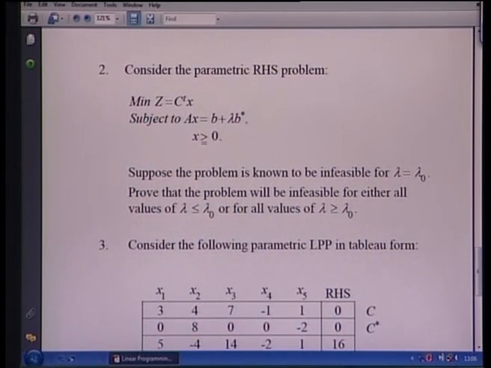Problem 2. Now here you have a parametric right hand side problem, and this I have already discussed in my lecture, but I would like you to sit down and write it down properly. You have to answer the question: if the problem is infeasible for a particular value of lambda, which is lambda naught, then you have to show that the problem will either be infeasible for all lambda less than or equal to lambda naught, or for all values of lambda greater than or equal to lambda naught. I have been emphasizing that either infeasibility or unboundedness will always be valid for an open interval, and so I want you to prove it here.